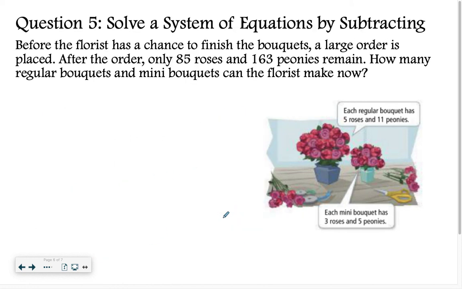All right, so here's your chance to try a word problem on your own. It's the same idea, just slightly different. Good luck.